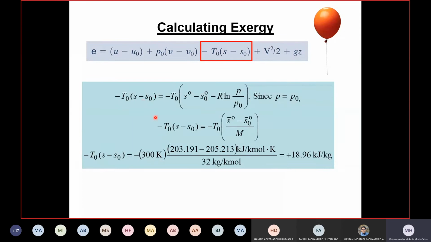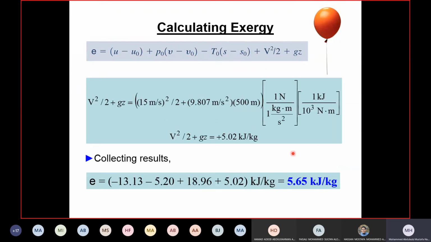So now we'll go to T naught, which is given. S we get from the table at state one, minus S naught, as T2. So we can put it in this term here: S minus S naught minus R ln P over P naught, and then we calculate this, and we get the value for this here.